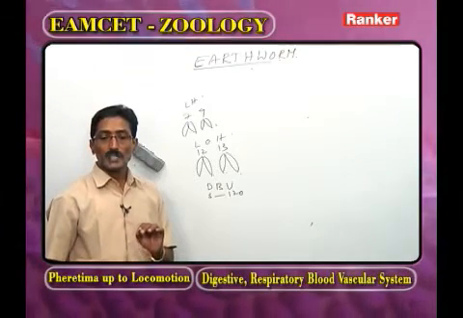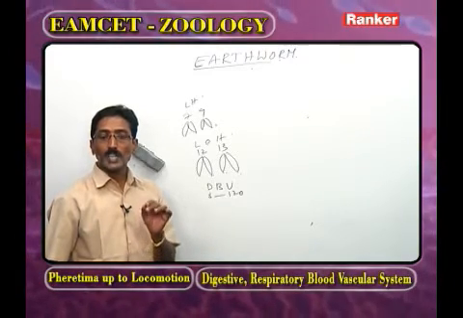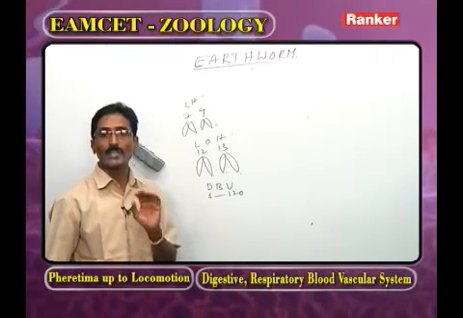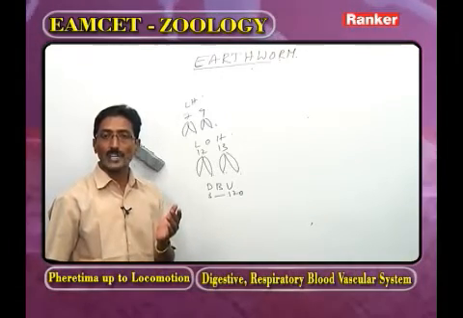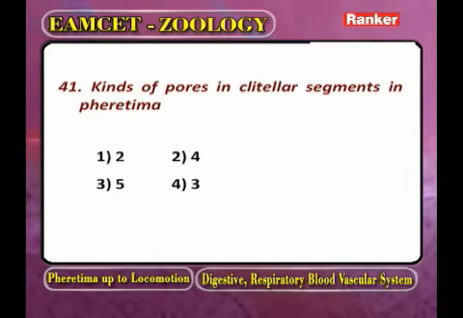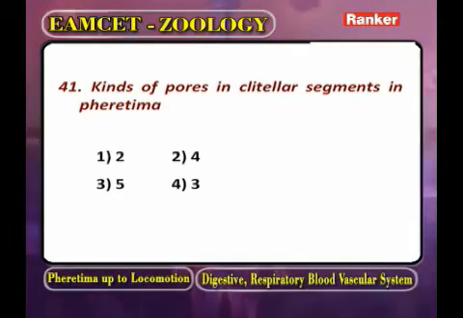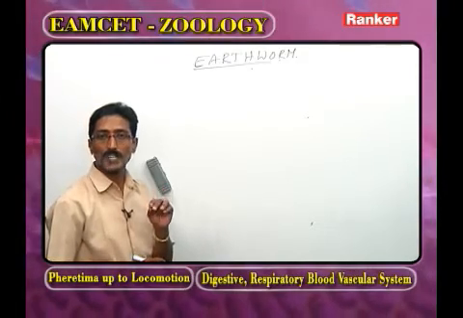Now, a chitinous lining in the body of the alimentary canal. Already we discussed this question. We call it the gizzard. In the gizzard, what is present? A chitinous cuticle is present. So the chitinous lining is present in the gizzard.